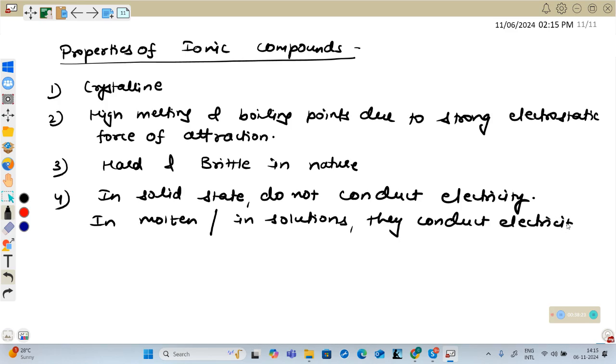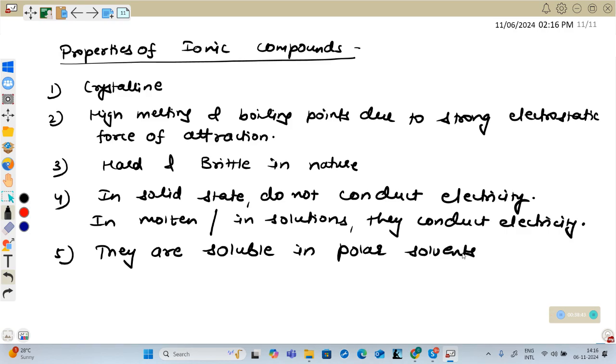Now, they are soluble in polar solvents. Like dissolves like, so there are two charges, meaning two poles, positive pole and negative pole. Example, can you tell me a polar solvent? Water. In water, hydrogen has a partial positive charge and oxygen has a partial negative charge. And they are insoluble in non-polar solvents.